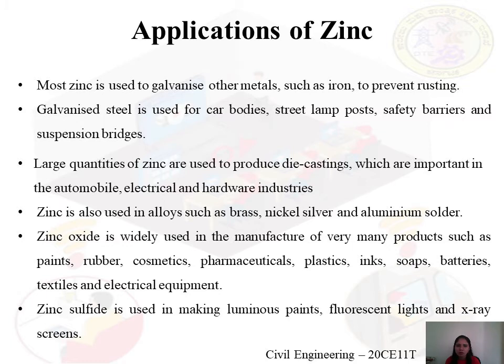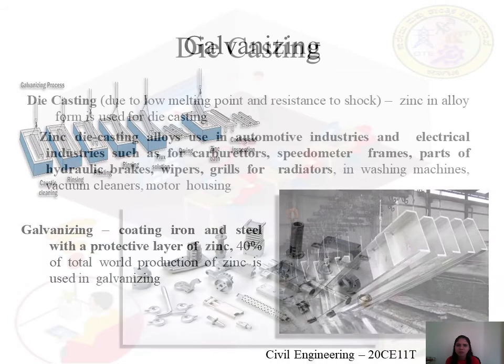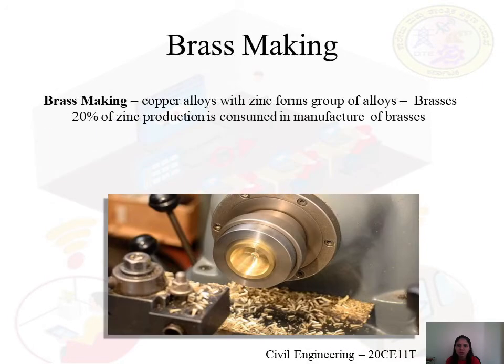Zinc is used for making brass. Copper alloys with zinc form a group of alloys. 20% of zinc production is consumed in the manufacturing of brasses. In the manufacturing of copper alloys, that is brasses and bronze, zinc is utilized. That is one of the applications.